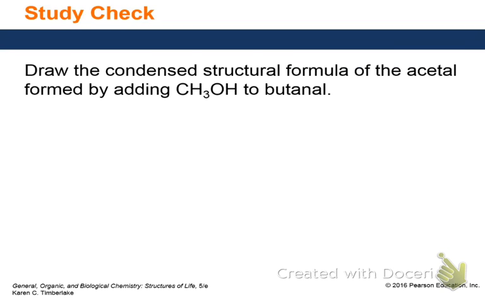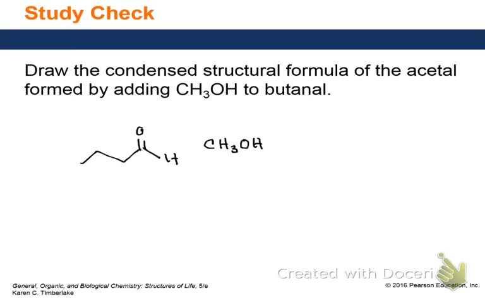Oh, that's weird. Okay, so draw the condensed structural formula of the acetal formed by adding CH3OH to butanal. So we're going to draw butanal first. Oh, and it says draw the condensed structural formula. Like I said, whenever you see that, feel free to use bond line. So butanal is how many carbons? 4. Al is what? Aldehyde. I'll draw the H in because it is confusing if you leave it off. And I'm going to do the hemiacetal with CH3OH.